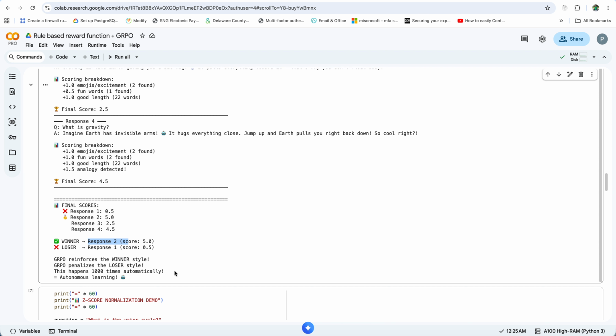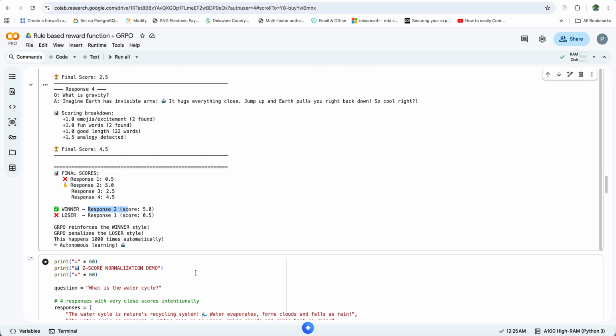The other problem is reward normalization. So what is reward normalization? It is when the answers are very close to each other.